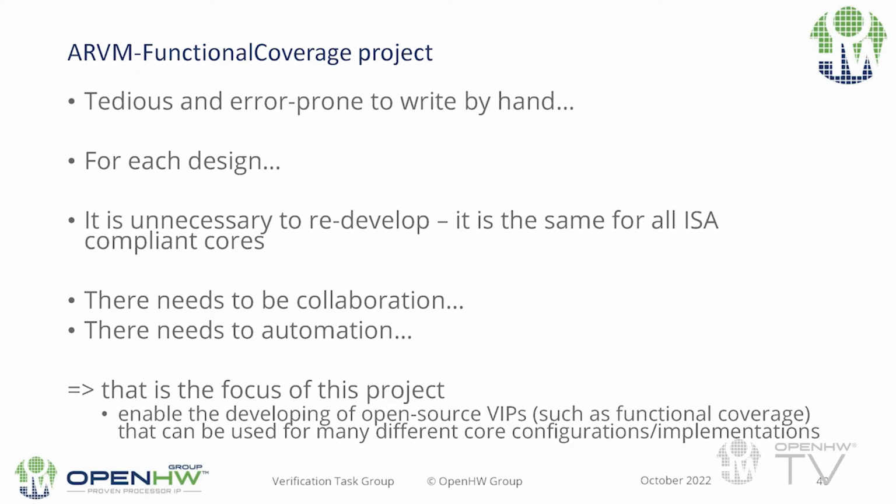You have to do it for every design. It's pretty unnecessary, really, to have to redo it for all the different designs, because at a base level they're all trying to be compliant, of course, normally. So they all have the same requirements on the ISA. And so there really needs to be collaboration and automation to do this. And that's really what the focus of this project is: to try and enable the development of open source verification IPs, such as functional coverage. And functional coverage is the first one, that can be used for many different core configurations and implementations.